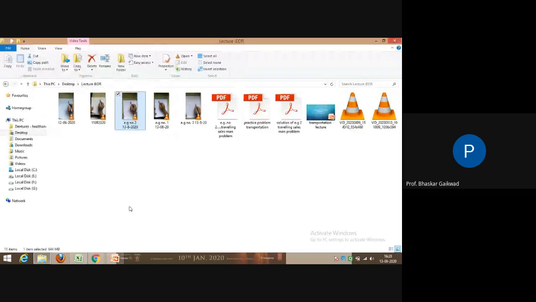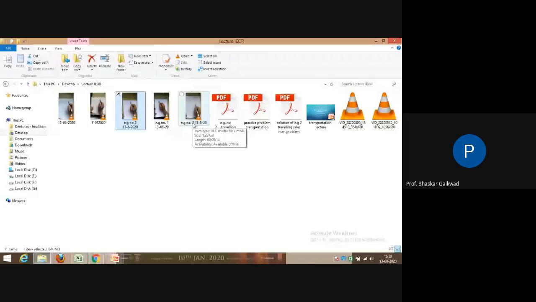Okay, up to these two methods, anybody having any problems? Hello? Hello? Have you got the concept of these two methods? North west corner method and least cost cell method. Yes, sir. Okay, now we'll go to the next or last method.